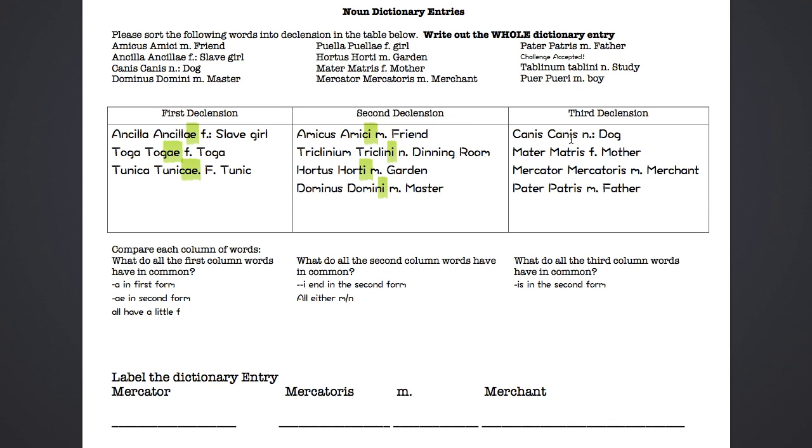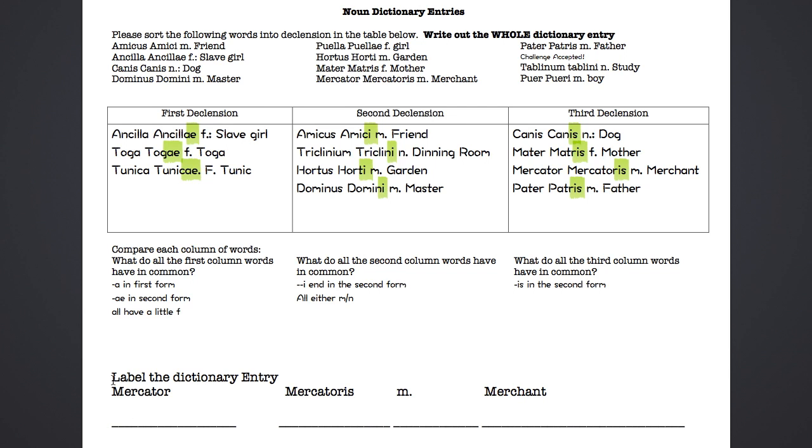That first form, not very similar. But the second form, again, we see that we have an IS all the way down. Mater, matris, mercator, mercatoris, pater, patris. All the way down, we have IS every single time. Again, this is what the dictionary tells you when you go to look up a noun. First, second, and third declension words always look like this.